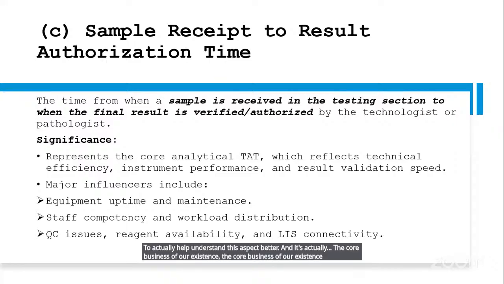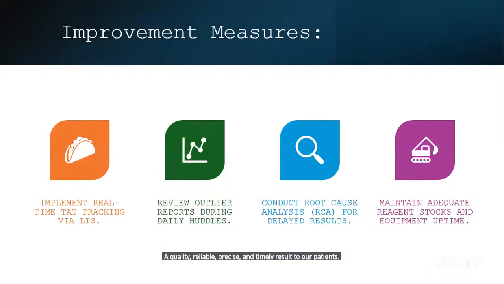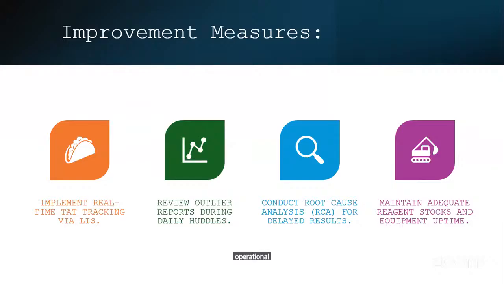to make sure that, yes, we have a quality, reliable, precise, and timely result for our patients. So what are the improvement measures that we can put in place to make sure that our analytical TAT is controlled? We look at implementing real-time TAT tracking via the laboratory information system. For those of us who have been blessed enough to have operational laboratory information systems in place, we can track our analytical TAT.